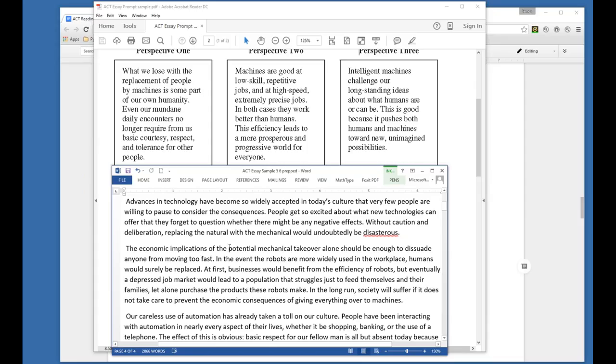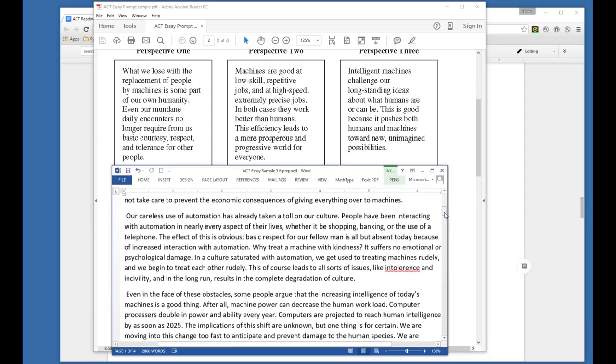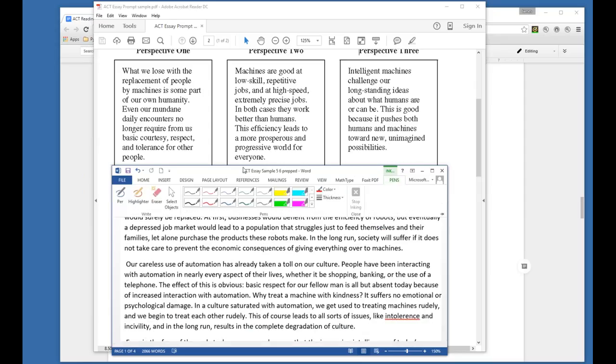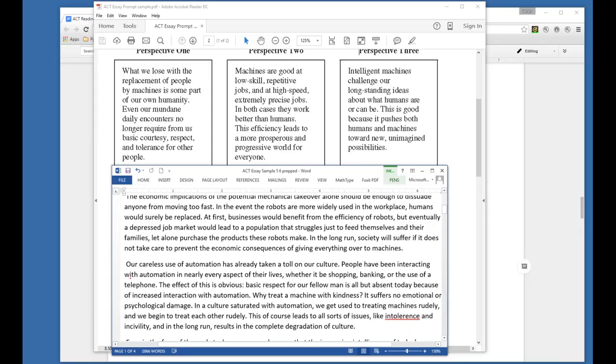And which perspective does the author defeat in this second paragraph? The one that talks about machines. So it defeats perspective number two in that first paragraph. So I'm going to put a P there. So this is P2.